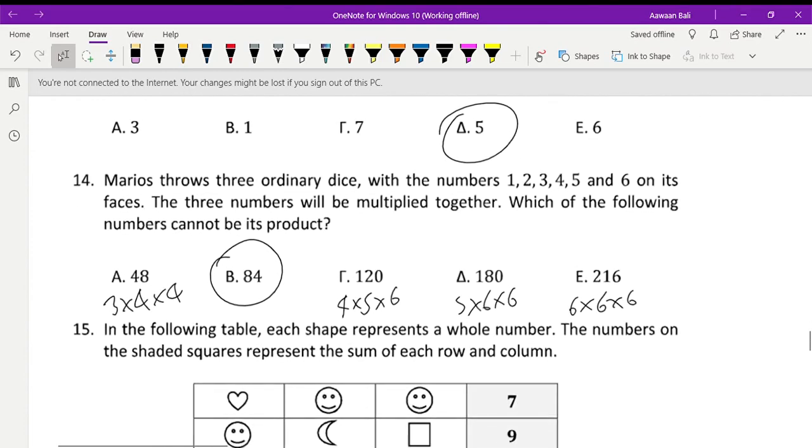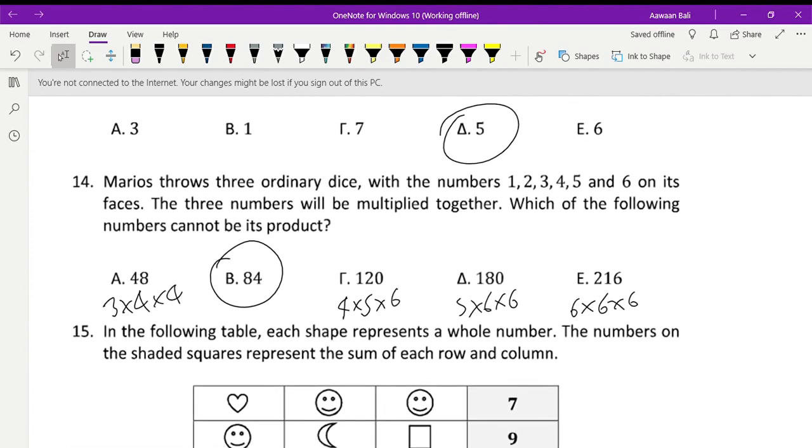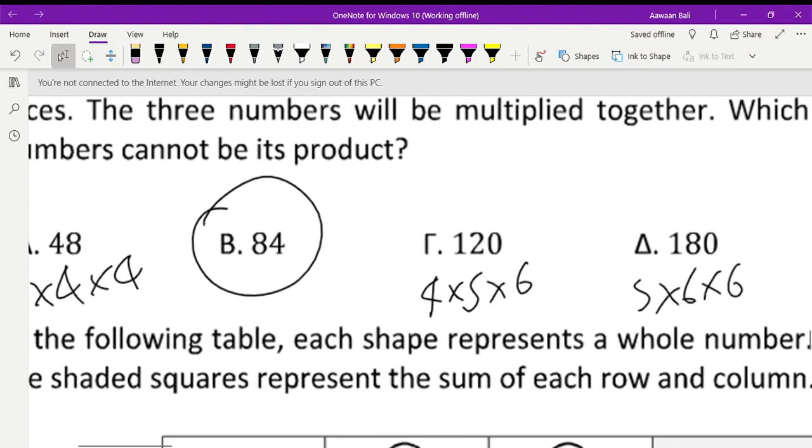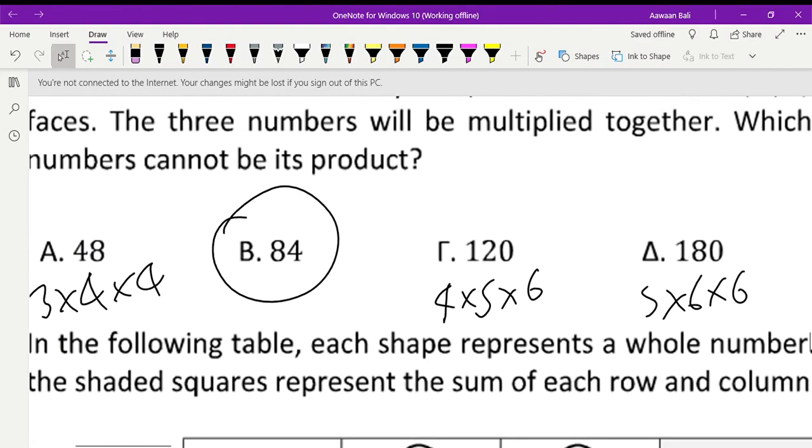Now Mario throws 3 ordinary dice with the numbers 1, 2, 3, 4, 5, and 6 on its faces. The 3 numbers will be multiplied together. Which of the following numbers cannot be its product? 48 is 3 times 4 times 4, 120 is 4 times 5 times 6, 180 is 5 times 6 times 6, and 216 is basically 6 cubed, 6 times 6 times 6. However, 84 is divisible by 12, but it's 12 times 7.